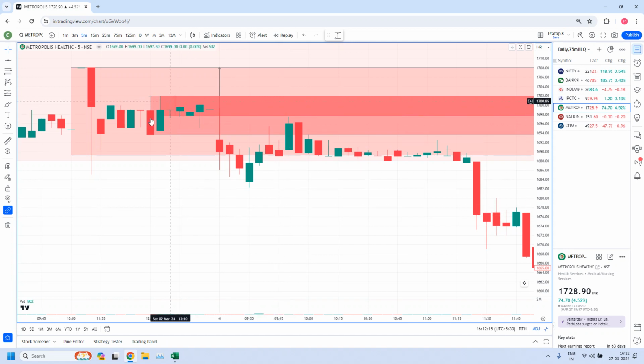But if you look at it from the fine tuning point of view, it looks excellent. Definitely we are tempted to take a trade here, but there is a strong reason why we should not take the trade.